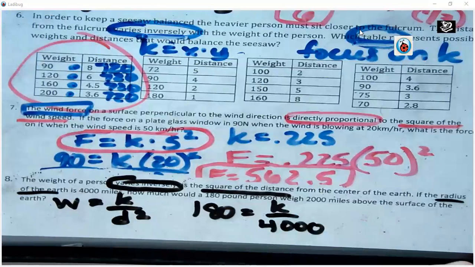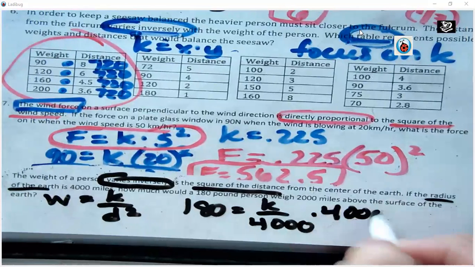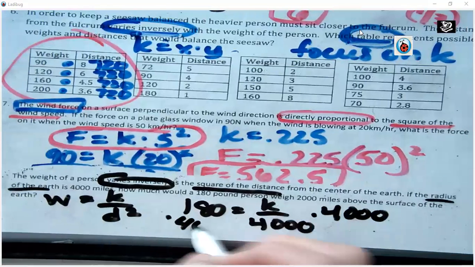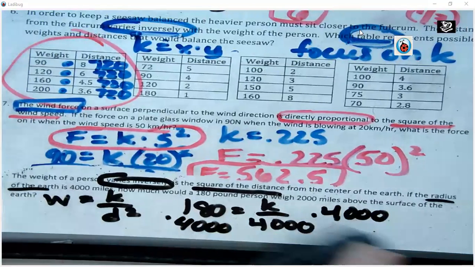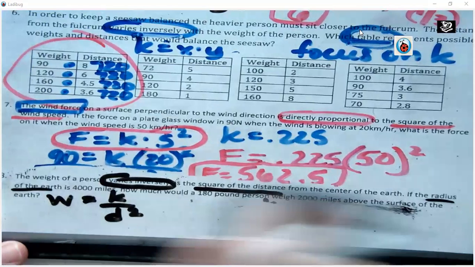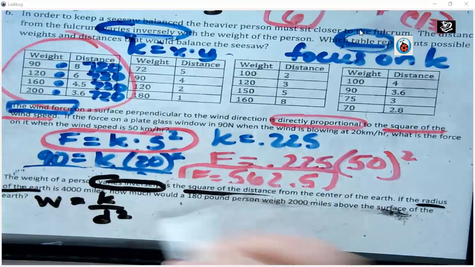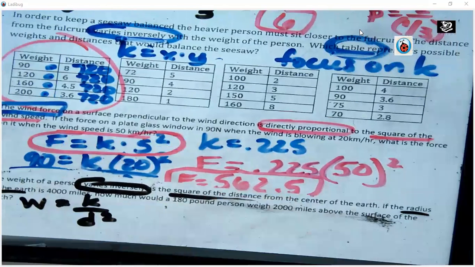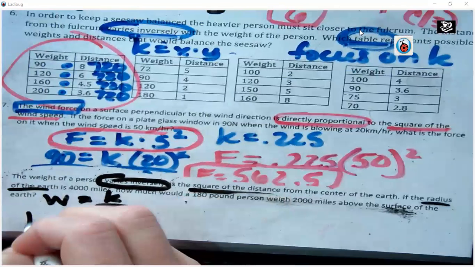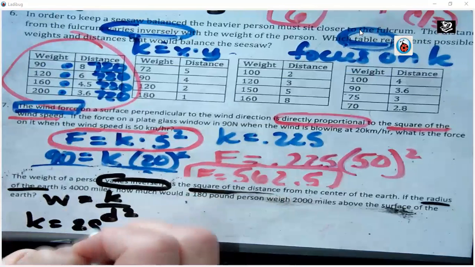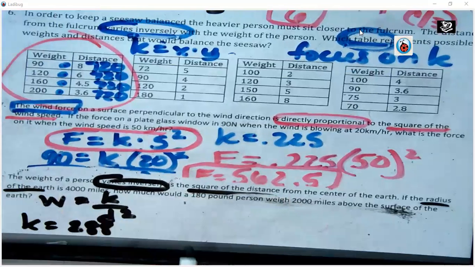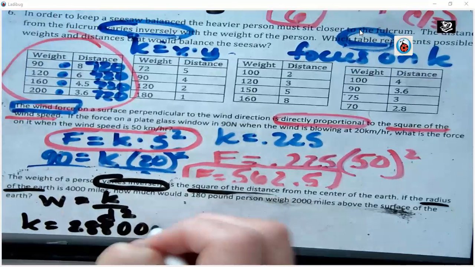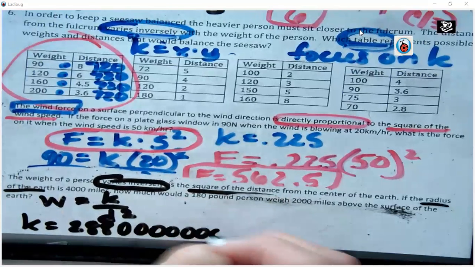Let's multiply both sides by 4,000. We're going to get a really big number. Wouldn't you square that 4,000? Yes, thank you, that's super important. Who said that? Larit. Good catch, Larit. So 180 times 4,000 squared gives you a really big number. K is 288 with 7 zeros. 1, 2, 3, 4, 5, 6, 7.